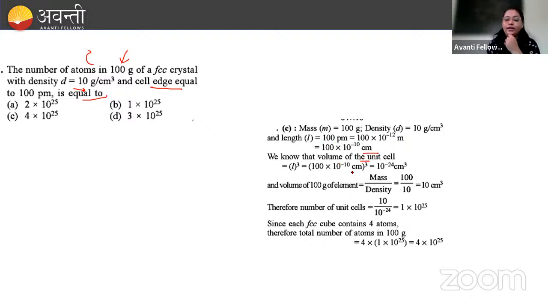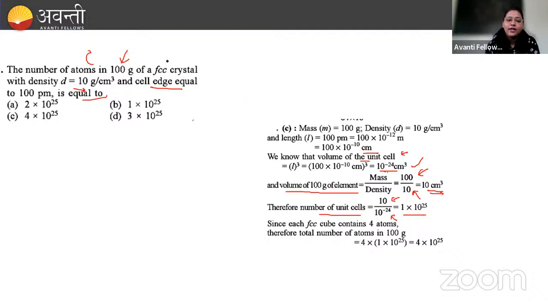Volume of the unit cell you can easily determine from the edge length. The L value is given, cube it, and you get 10⁻²⁴ centimeter cube. Volume of 100 gram of element will be mass upon density. Mass is 100 gram, density is 10, so volume will be 10 centimeter cube. The number of unit cells: volume of 100 gram of element divided by volume of unit cell, you get the number of unit cells, 1 into 10²⁵.